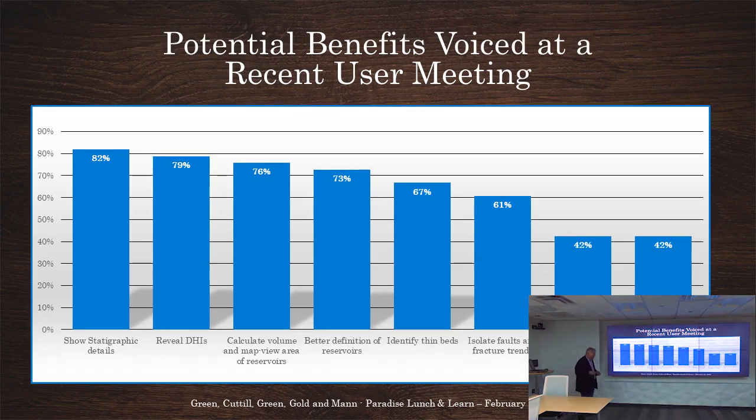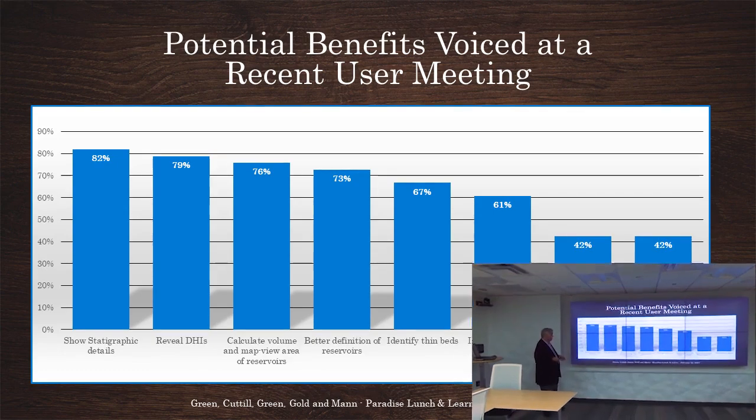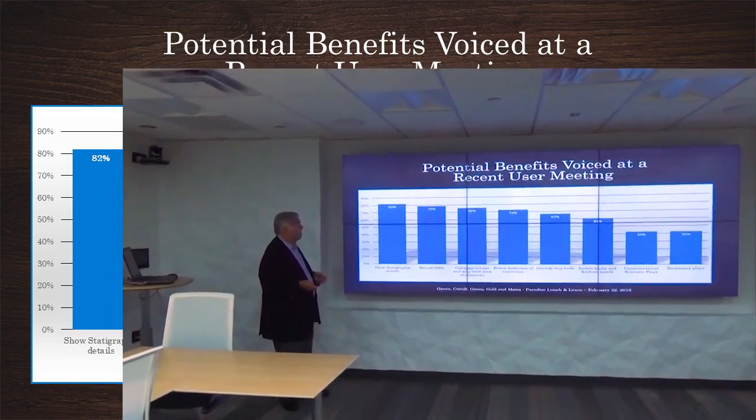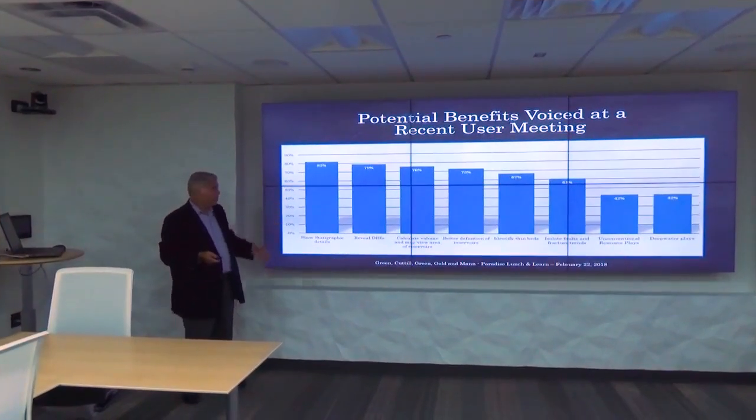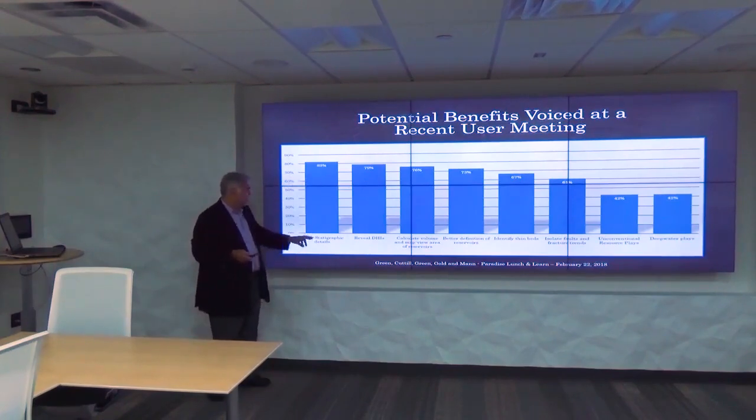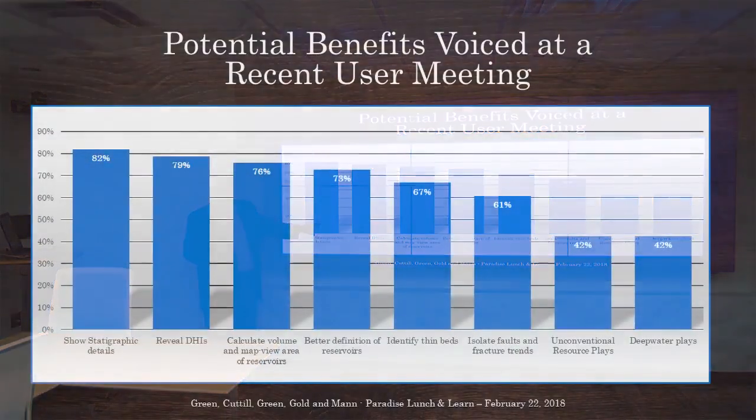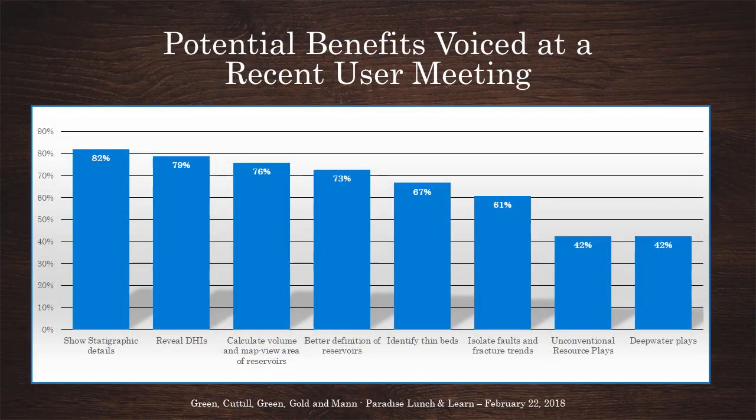About a year ago, let's see, February 2018, a little bit more than a year ago now, I had a bunch of people, and we asked them what they thought all this stuff could be used for. I'm just going to read you these categories. It looks like it's going to show stratigraphic details. Okay. It's going to reveal direct hydrocarbon indicators. I'll show you an example of that. We use it for calculating volumes and map view areas of the reservoirs. Better definition of the reservoirs. Identifying thin beds.